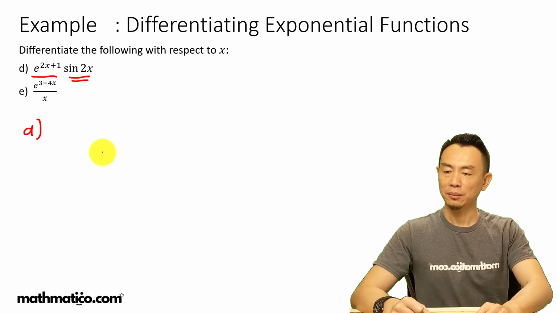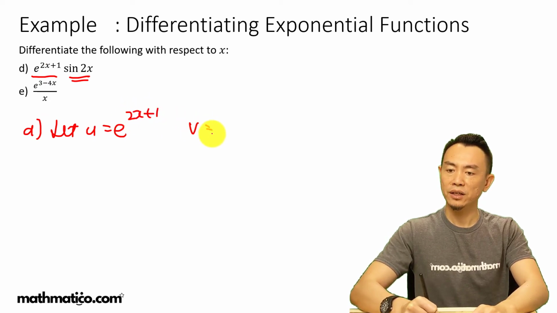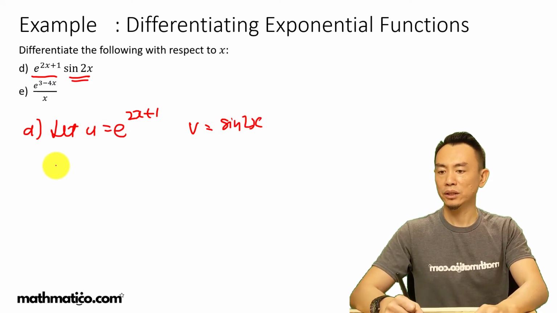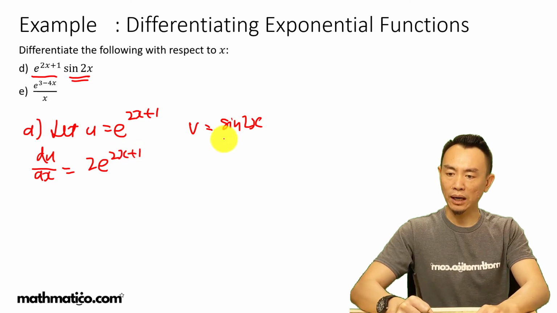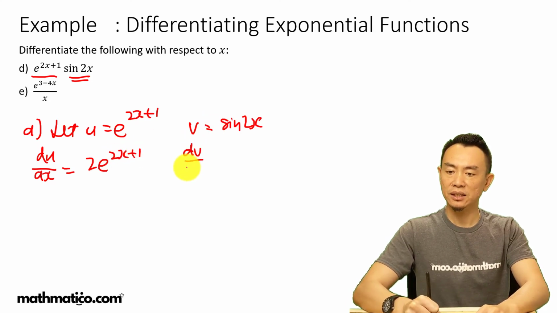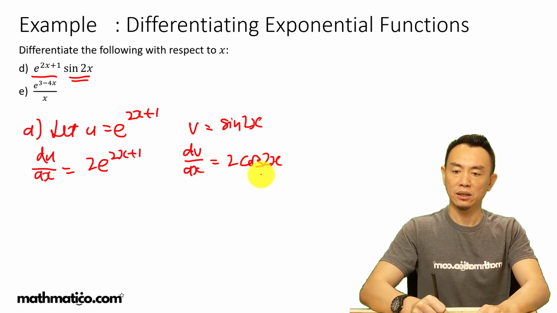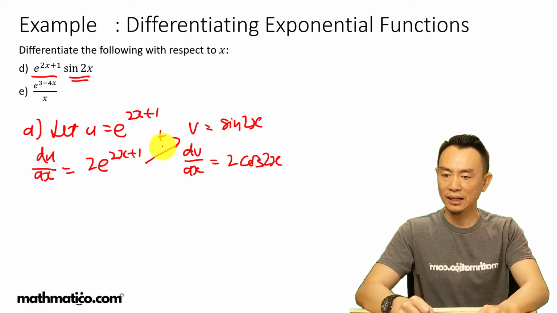Part D. Again, it's a product rule question. So we let u equal e to the power of 2x plus 1, v equal to sine 2x. Then we differentiate: du dx, differentiate 2x plus 1 is 2, then you have e to the power of 2x plus 1. Differentiate v, dv dx: differentiate the angle is 2, differentiate sine is cosine 2x. Differentiate the first times second plus differentiate the second times the first.